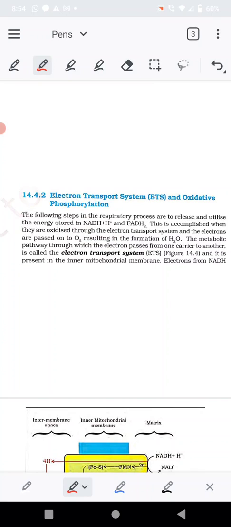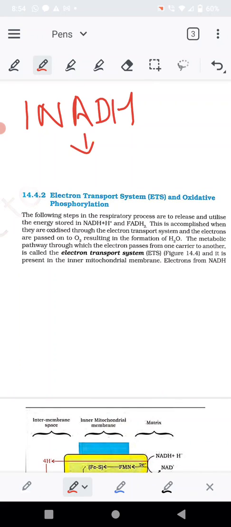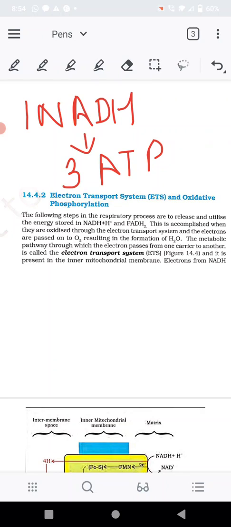Let me tell you one more thing. 1 molecule of NADH will give you 3 molecules of the ATP. After the complete utilization of the NADH molecule, from 1 molecule we will get 3 molecules of the ATP. Okay, now let us see how these 2 molecules, that is NADH and FADH2, are used, and how the energy is released from them, and the energy is released with the help of the electron transport system.